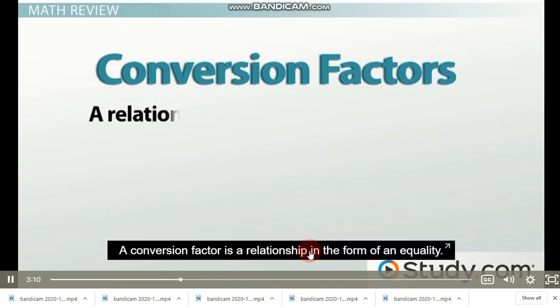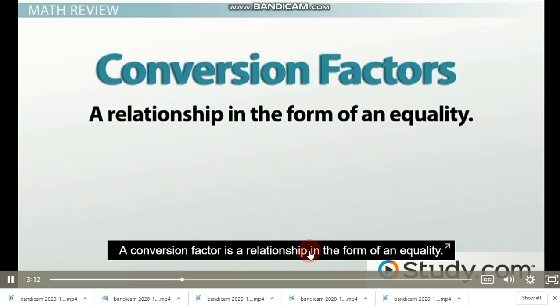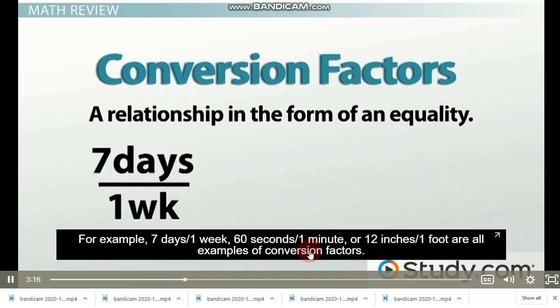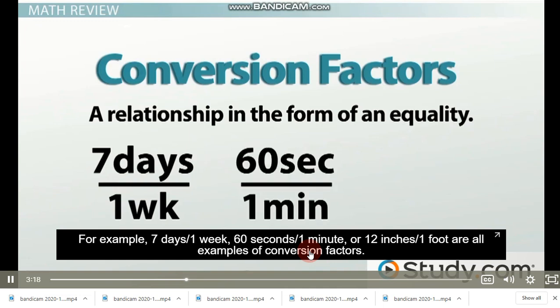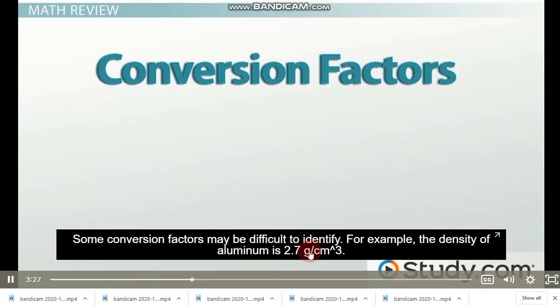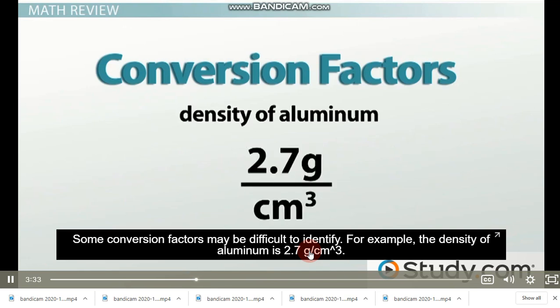A conversion factor is a relationship in the form of an equality. For example, 7 days equals 1 week, 60 seconds per 1 minute, or 12 inches per 1 foot are all examples of conversion factors. Some conversion factors may be difficult to identify. For example, the density of aluminum is 2.7 grams per cubic centimeter.